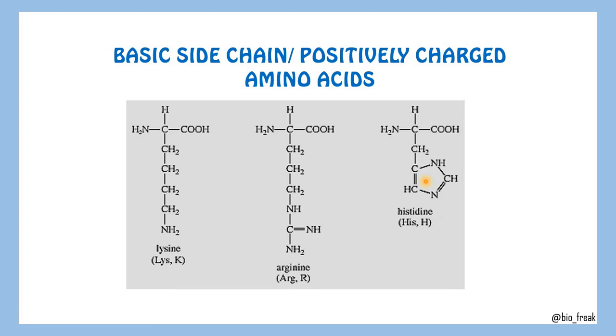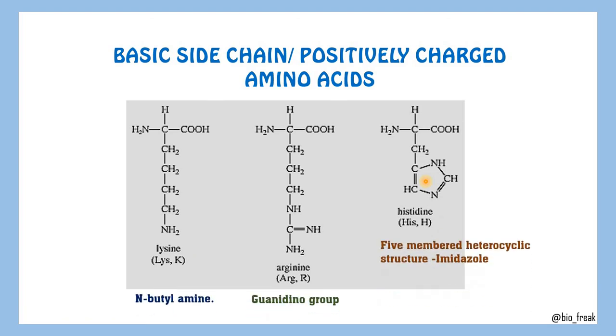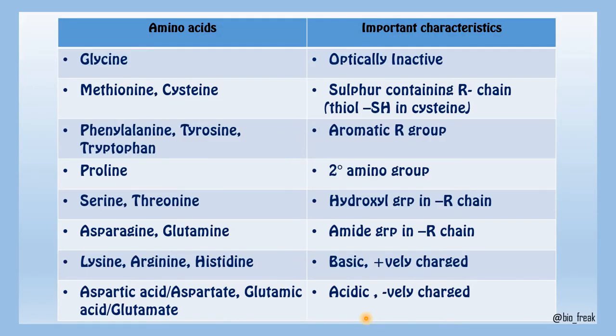Histidine is another one that has a 5-membered imidazole heterocyclic structure. So this is a heterocyclic structure. This is another exception, or something different about this particular amino acid which can be focused on in examination. So this was the chart about whatever we have discussed till now, all the groups and whatever was very important. You guys can take a screenshot of this. Remember this part, very important part over here.